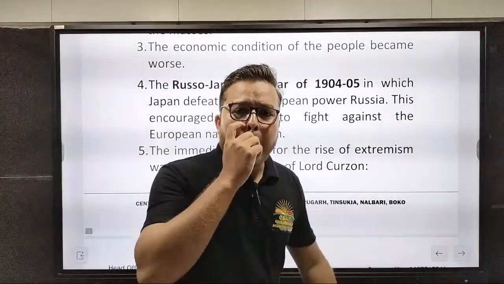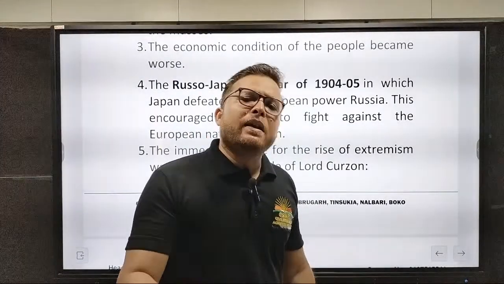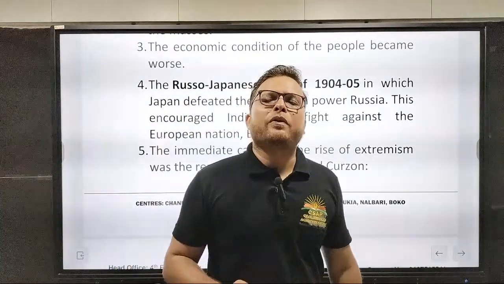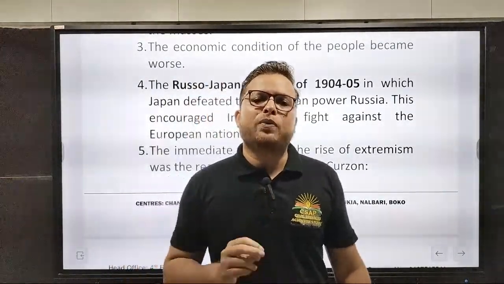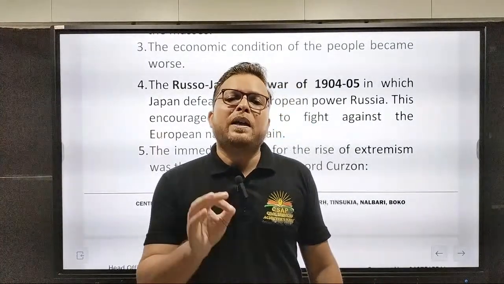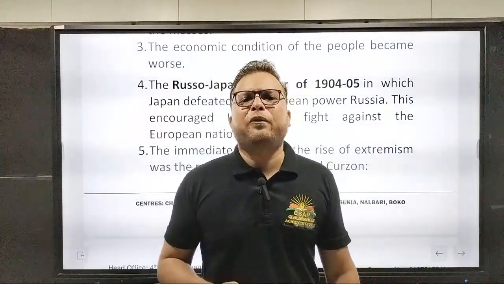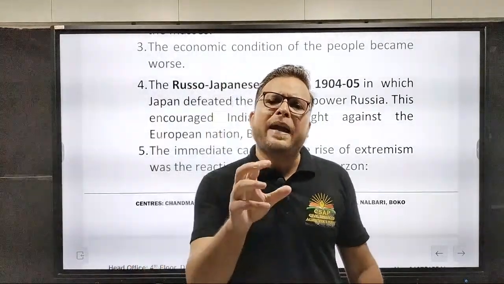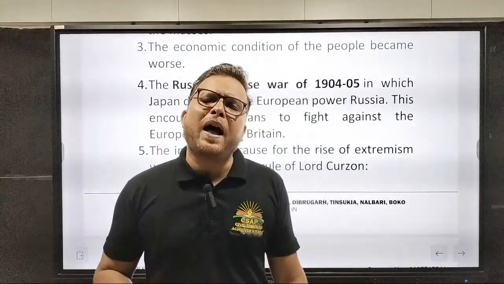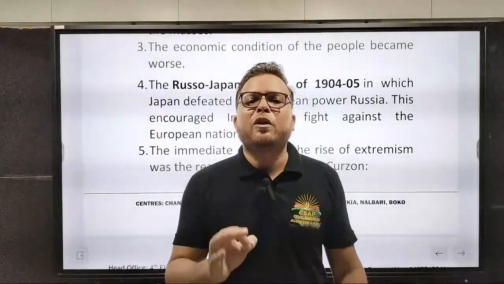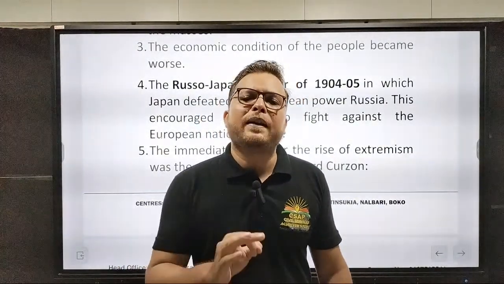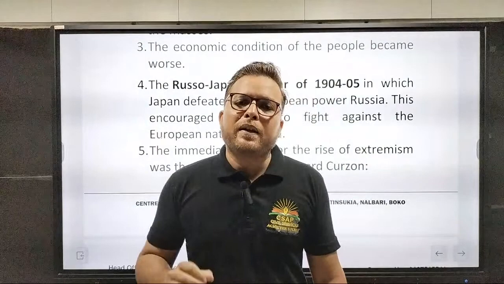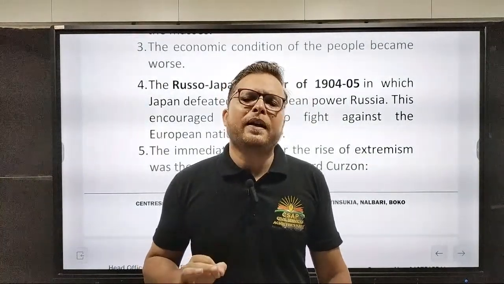See, now certain international events also gave the extremists a lot of confidence, and those two international events were, number one, Ethiopia, a very small country, had defeated Italy, one of the European powers. That happened around 1896-97. Ethiopia is an African country. Italy is a European country. It defeated Italy.